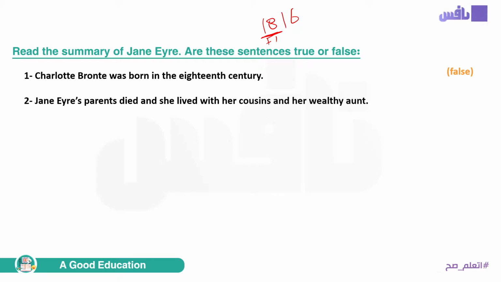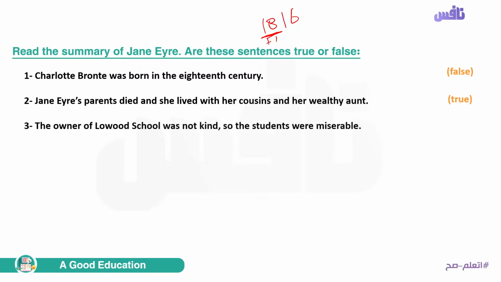Jane Eyre's parents died and she lived with her cousins and her wealthy aunt. Yes, true. Number 3. The owner of Lowood School was not kind, so the students were miserable. Yes, true. Number 4. Jane didn't like her new job as a governess. No, she liked it. She liked the job, so this sentence is false.